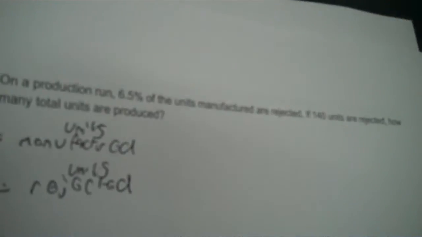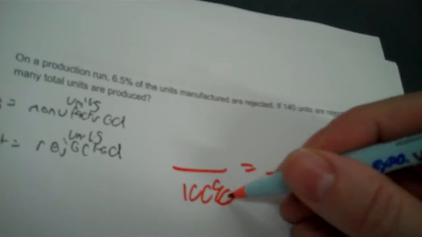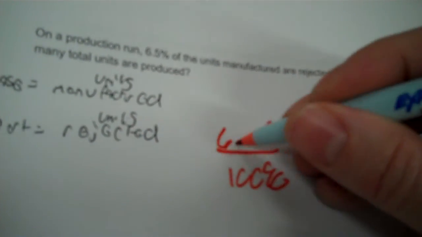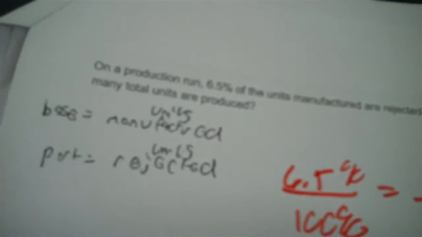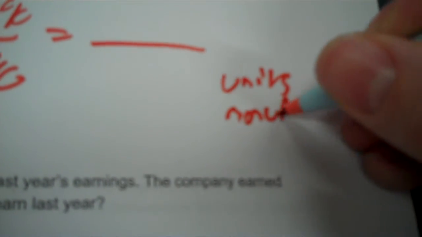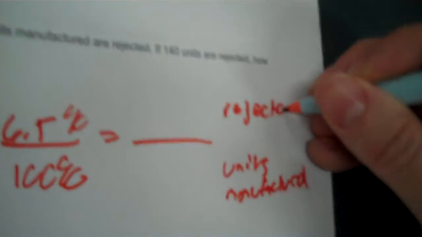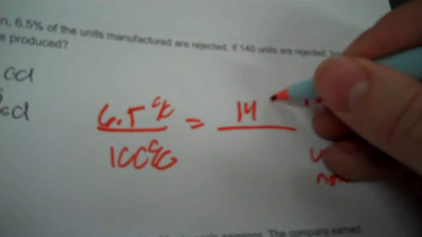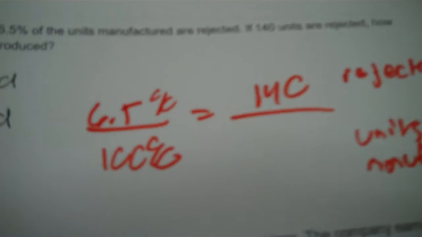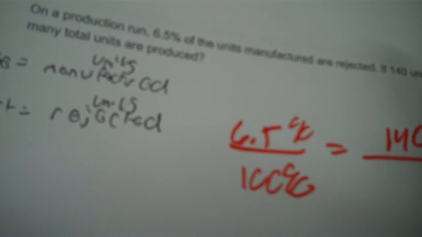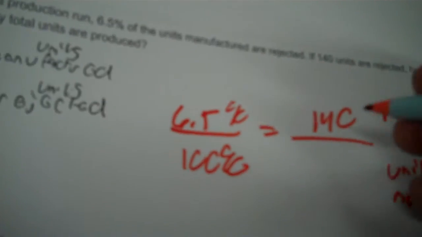Okay, on a production run, 6.5% of the units manufactured are rejected. If 140 are rejected, how many units are produced? So you have your percentage. Of the units manufactured, so the base is units manufactured. The part is the units that were rejected. 140 units were rejected, so how many were manufactured? Manufacture and produce mean the same thing. You got to be a little bit smart knowing what the words are. Cross multiply and divide that, you get 2,154.